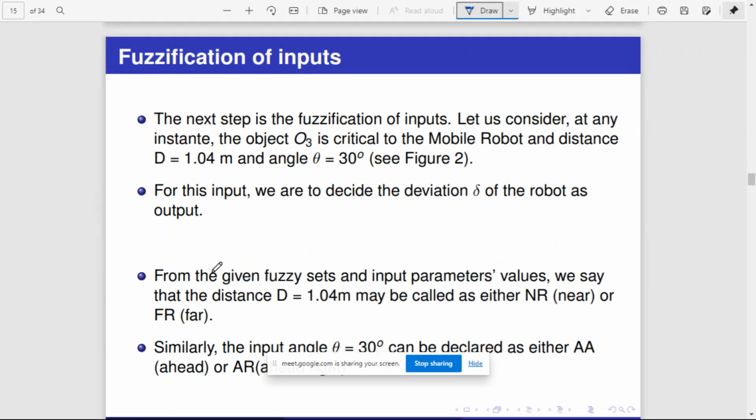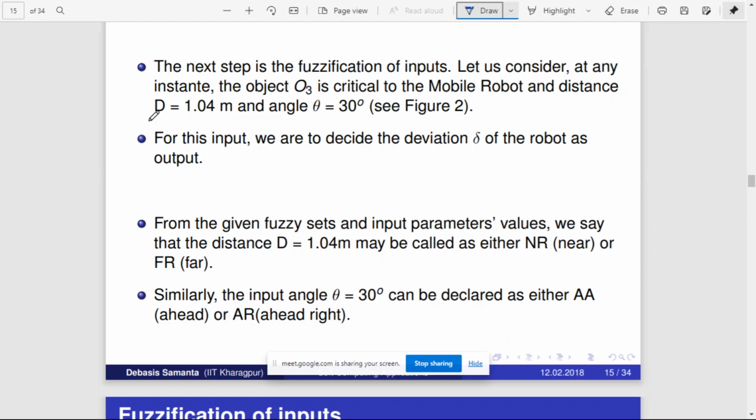Let us take a typical value for D and angle. Let us assume D is equal to 1.04 meter and angle is equal to 30 degree. That is, there is an object, and the robot is somewhere here. The distance between the robot and the object is 1.04 meter, and the angle is 30 degree. In that case, what should the robot do? This is the problem we are going to address in the rest of the lecture for Mamdani's model.